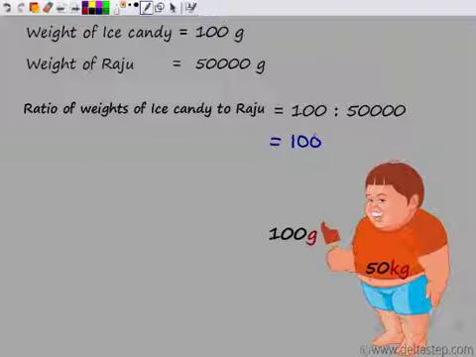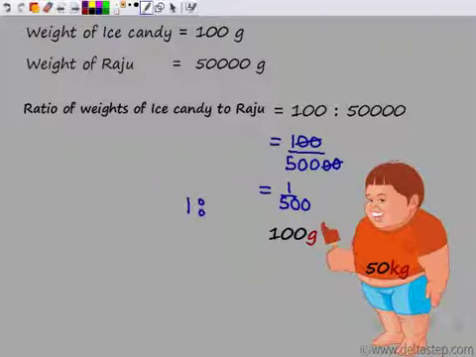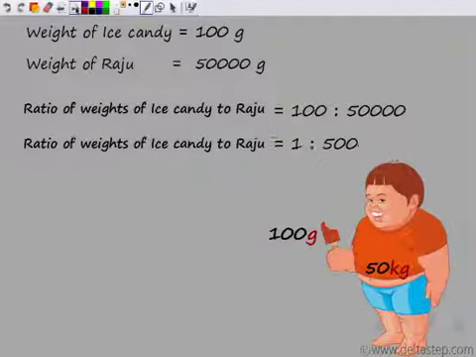Now ratio means you can express it as a fraction or as division, which is 100 by 50,000. So cancelling the two zeros, I get 1 by 500, which can be written again as a ratio, which would be 1 is to 500. So I get 1 is to 500.